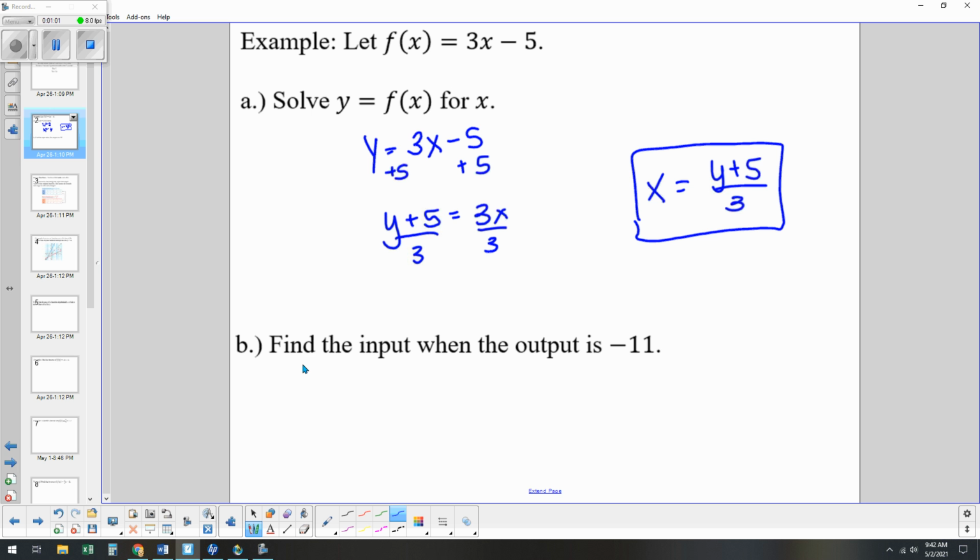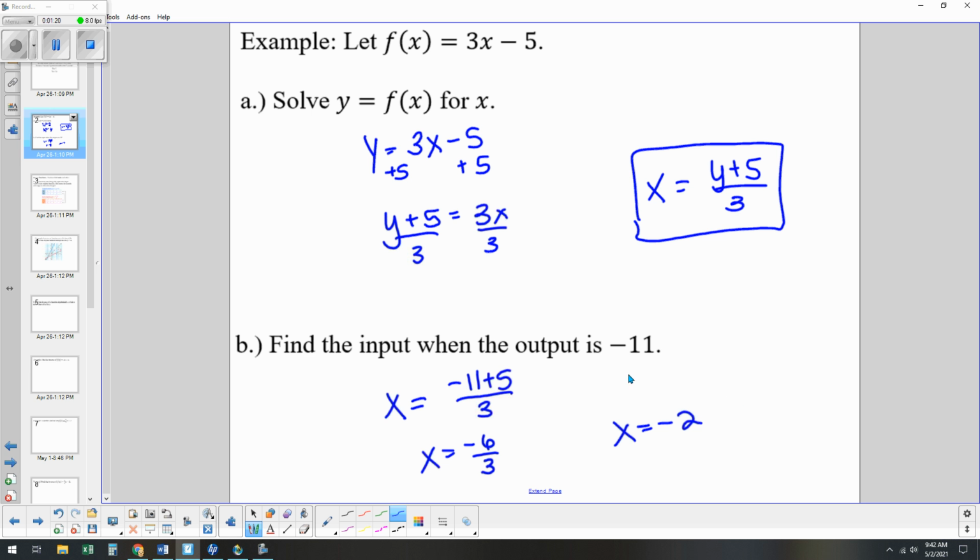So part B is find the input when the output is negative 11. So we know the output is y. So that means we're going to solve for x when y is negative 11. So we get x equals negative 11 plus 5 is negative 6, and negative 6 over 3 is negative 2.